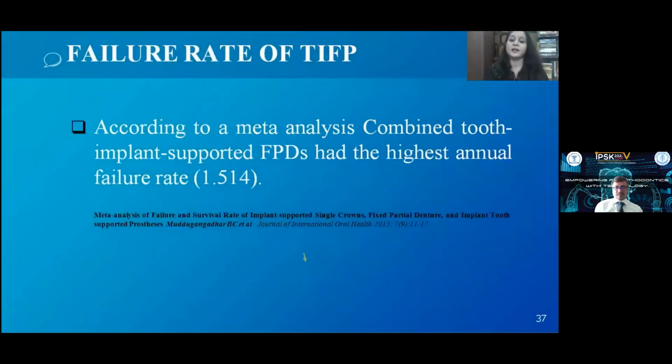But a meta-analysis reported increased failure rate for tooth implant supported fixed prosthesis.